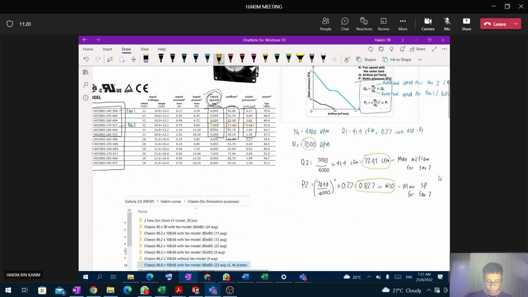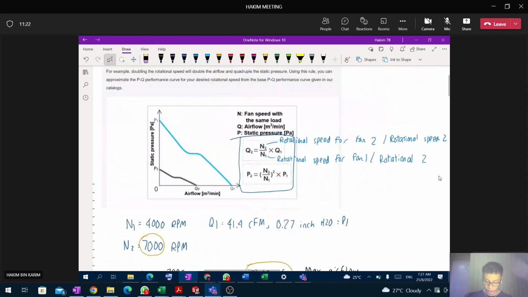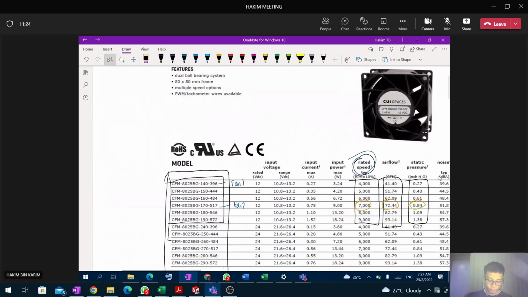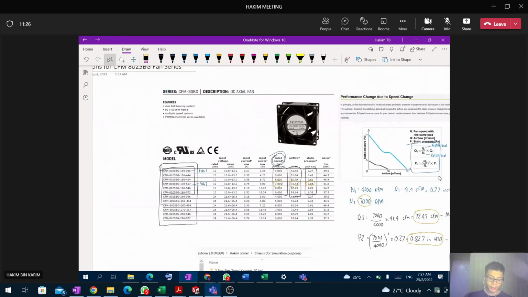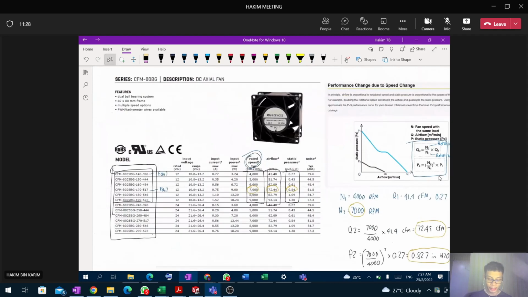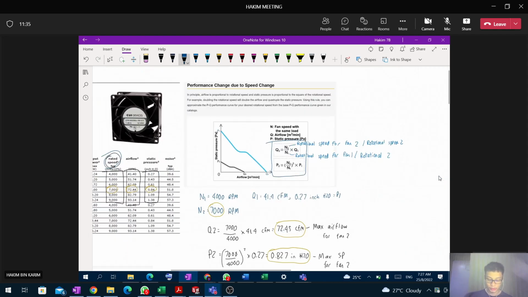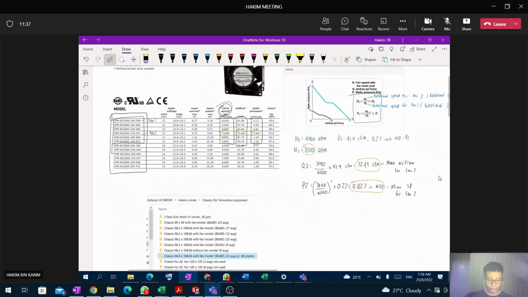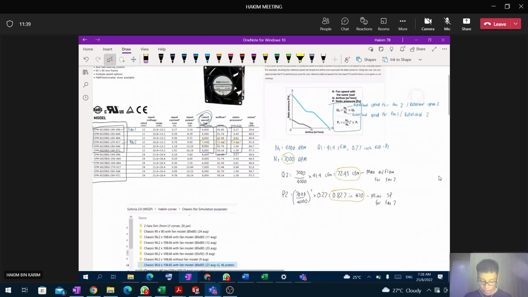Yeah, so it's proven that you can use this formula, and these fans are basically the same. They are the same because they belong to the same series. Yes. So I hope everyone is clear on this issue now.